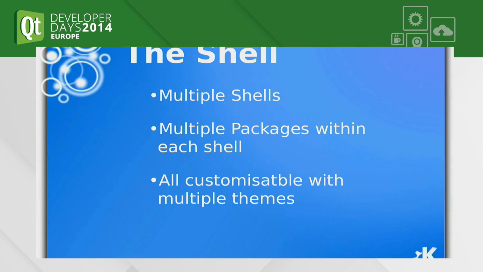So within Plasma Shell, we have these multiple shells. We have the desktop shell, where everything behaves like a desktop. We have a mobile shell, where everything behaves like a tablet. We have this media center shell, and that can be extended into any other shell we could want, or your customers might want. And within each shell, within the desktop world, we can customize that in different ways with different packages that make it behave differently. And on top of all of that, everything is customizable with themes, and these themes can be shared across the different look and feels and the different shells.